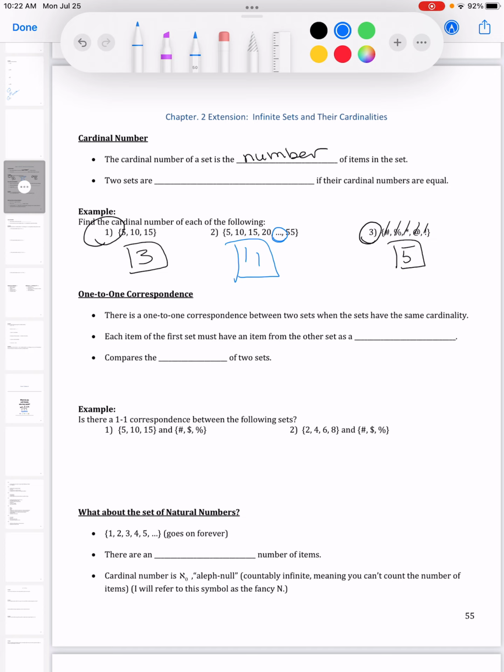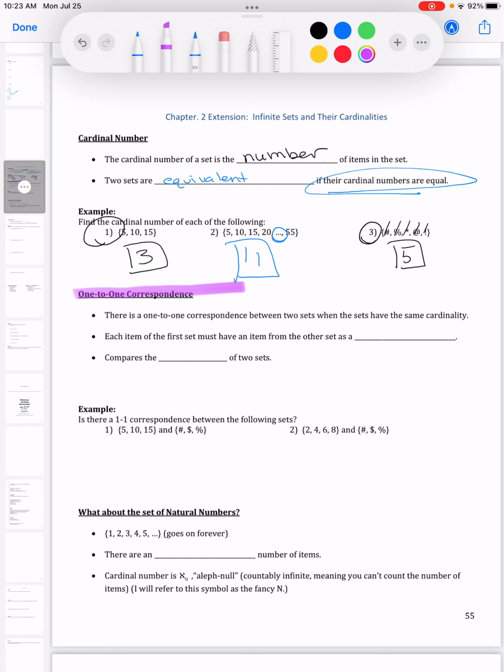Now, one time that these cardinal numbers come up is when 2 sets are equivalent if their cardinal numbers are equal. So to be equivalent doesn't mean that you have to be the exact same thing. It just means that you have the same cardinal number. So you could have different items in your set. As long as you have the same amount of items, you are equivalent. And we use this equivalence to set up what's called a one-to-one correspondence.